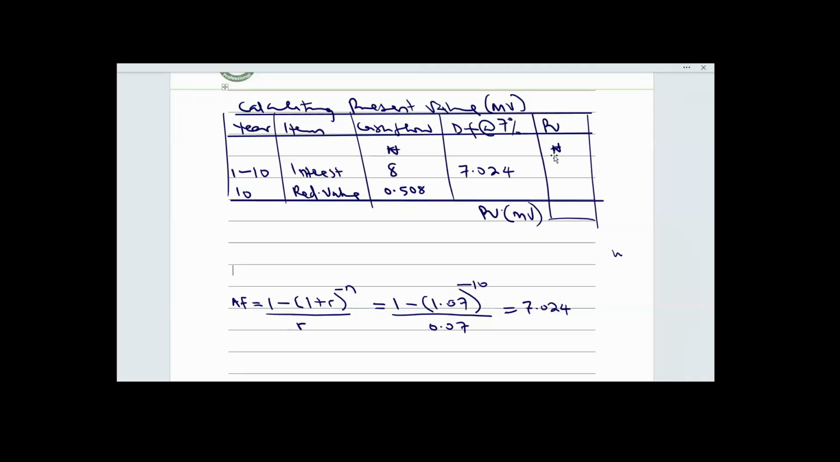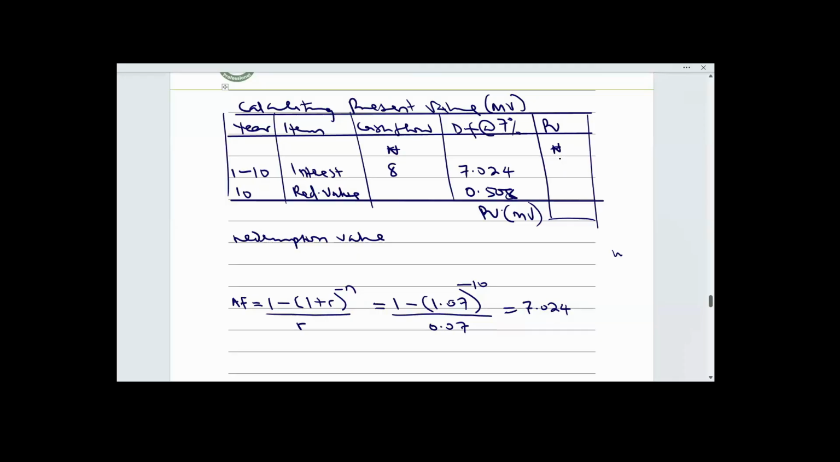Sir, after this year 10, that description item, what is it under the interest? Redemption value. I shortened it to red value. Thank you. You're welcome.